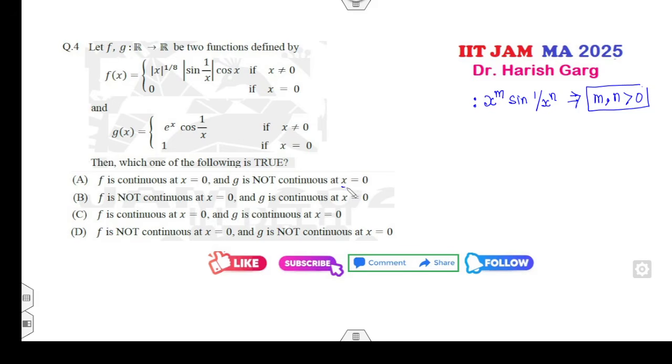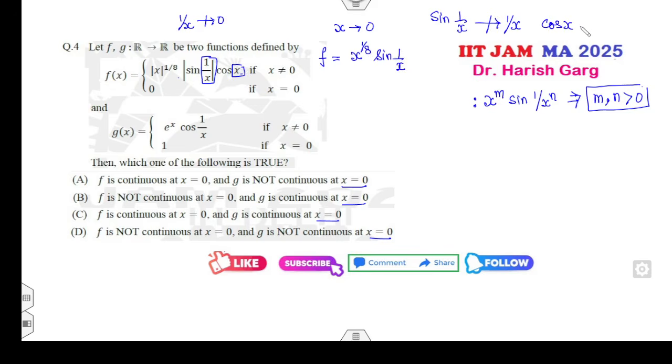Whenever your target is to find the limit as x approaches 0, 1 over x is not small, 1 over x does not go to 0. That means you can never replace it by 1 over x. Cos of x is 0. So the first function f will be x raised to power 1 over 8 sine 1 over x, and cos x I can replace as 1.